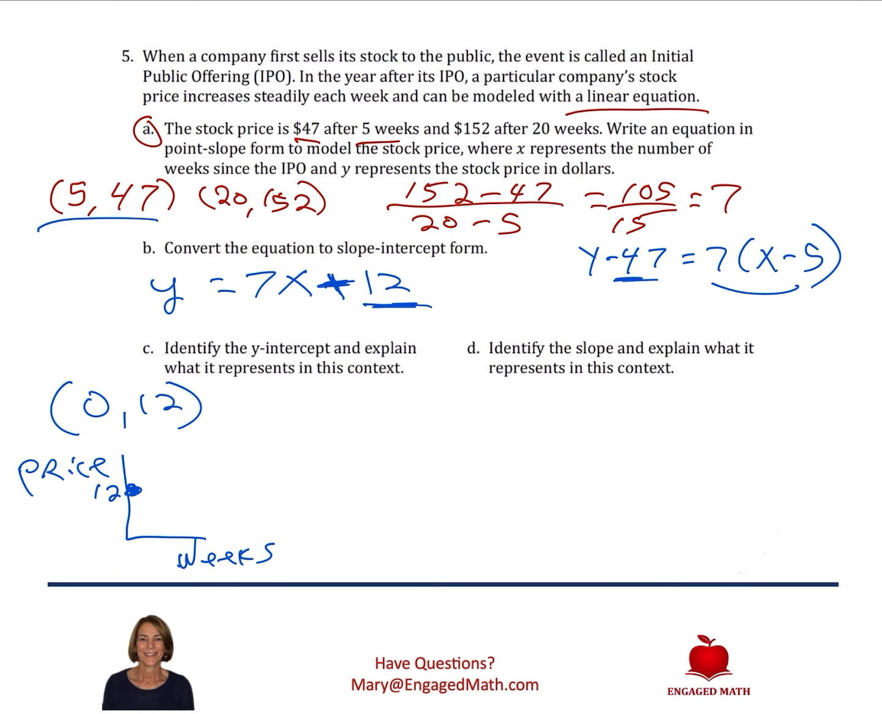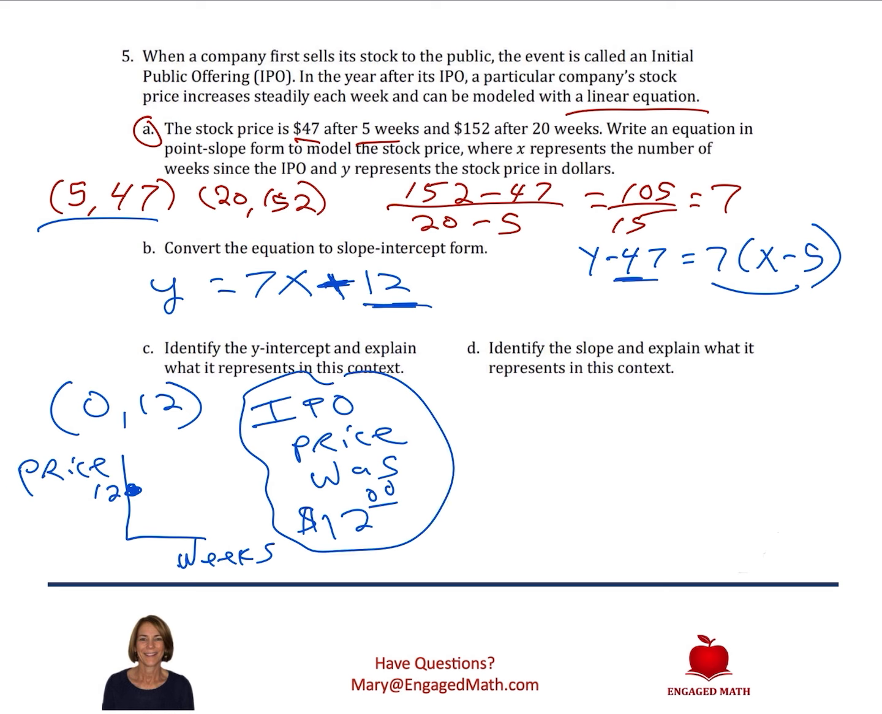So what that point represents is the IPO price at 0 weeks was $12. Not a bad stock. It's gone up a lot. So there's our IPO price. That's what that 12 means.